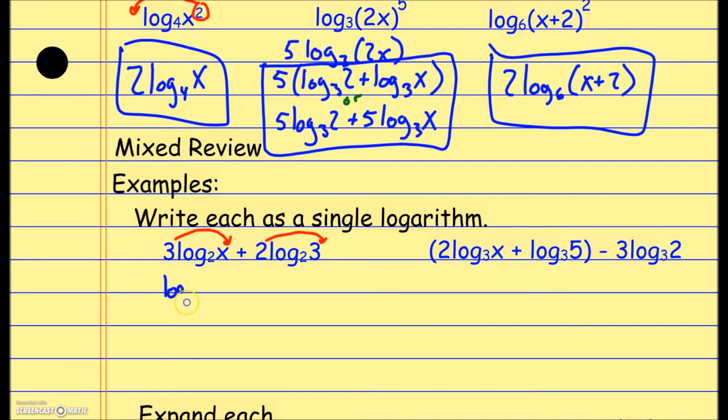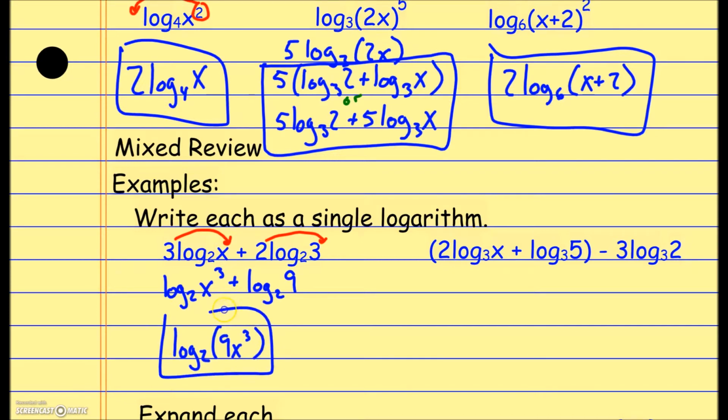So that's going to give me log base 2 of x to the third plus log base 2 of 3 to the second, which is 9. Now I take care of that addition. Remember, addition can become multiplication inside the logarithm. So that becomes log base 2 of 9x to the third. And that's it. We're just using those properties to condense this thing.